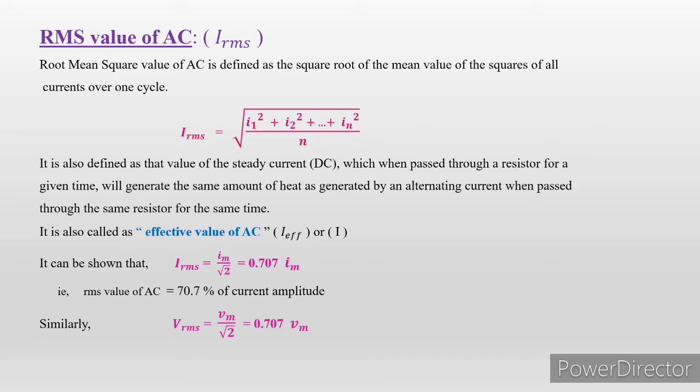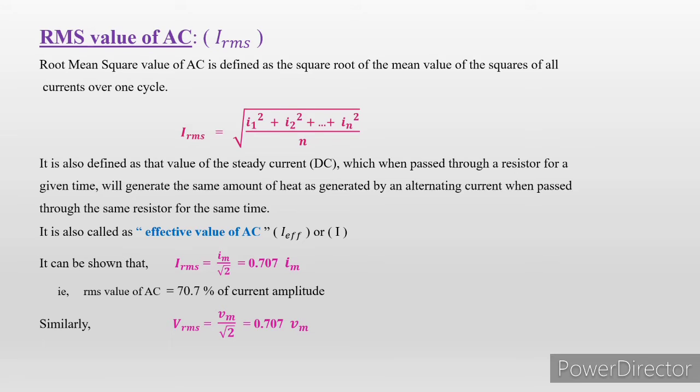RMS value of AC, which is also denoted with the symbol I RMS. Root mean square value of AC is defined as the square root of the mean value of the squares of all currents over one cycle. I RMS is equal to square root of I1 square plus I2 square plus I3 square up to IN square divided by N.